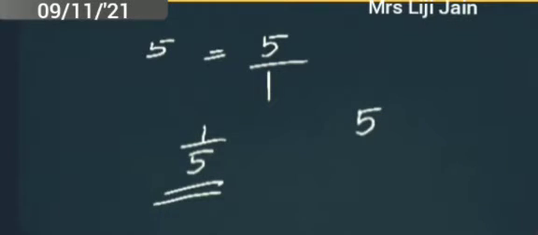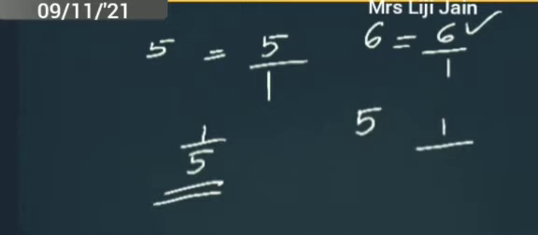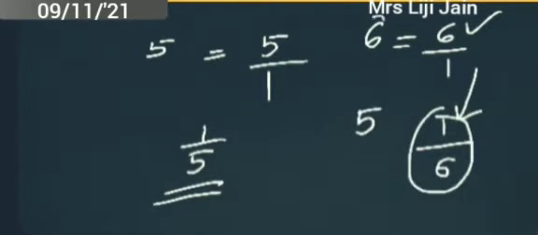Got it? So how can we find the reciprocal of 6? For that, 6 can be written as 6 by 1, isn't it? So what is the reciprocal of 6 by 1? Yes, the fraction obtained by interchanging 6 and 1. In the place of 6, we have to write 1, and in the place of 1, we have to write 6. In other words, 1 by 6 is the reciprocal of 6. Have you understood? Got it?